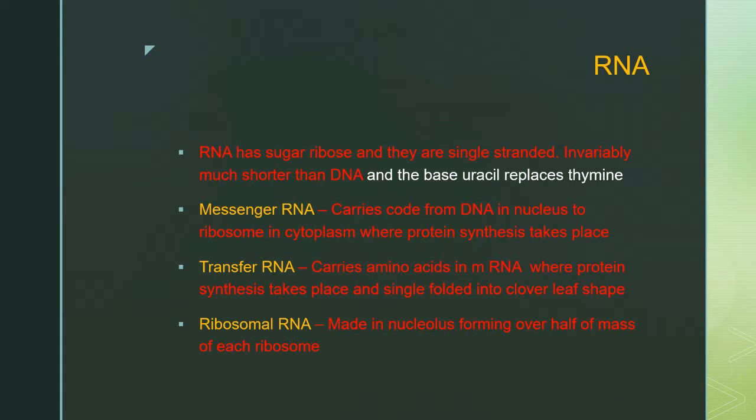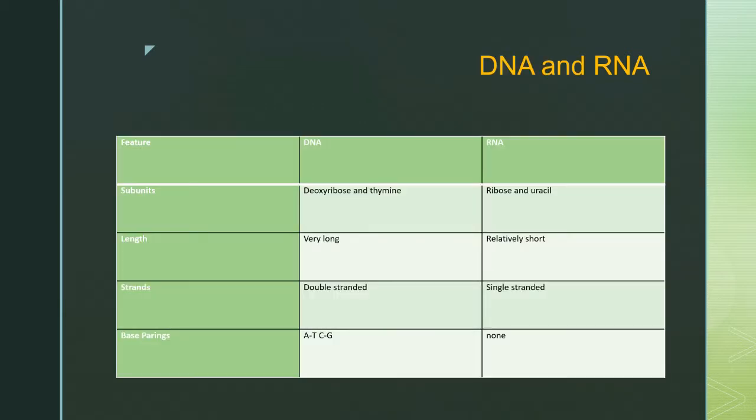There's three different types: messenger RNA, which will carry the code from the DNA in the nucleus to the ribosomes in the cytoplasm, and this is where the protein synthesis will take place. You also have transfer RNA, which carries the amino acids to the messenger RNA in the ribosomes, where the protein synthesis takes place, and it is a single strand folded in a clover leaf shape. You also then finally have ribosomal RNA, which is made in the nucleolus, and this forms over half of the mass of each ribosome.